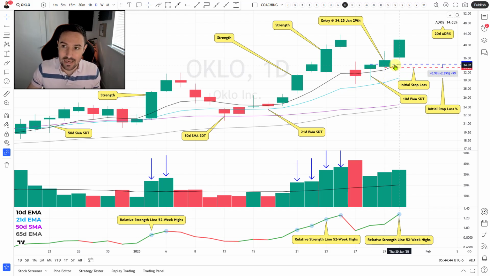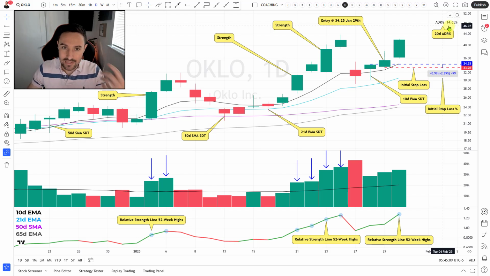So me here, I get a little bit of slippage coming through. My entry is at 34.25. My initial stop loss is the low of the day of this breakout attempt bar by a single cent, that's 33.26. So my initial risk is 2.89%, assuming I don't get any slippage when I get stopped out. Now that is very, very favorable versus the 20-day average daily range percentage of this stock, which is about 14%. So it's about keeping that risk nice and tight.